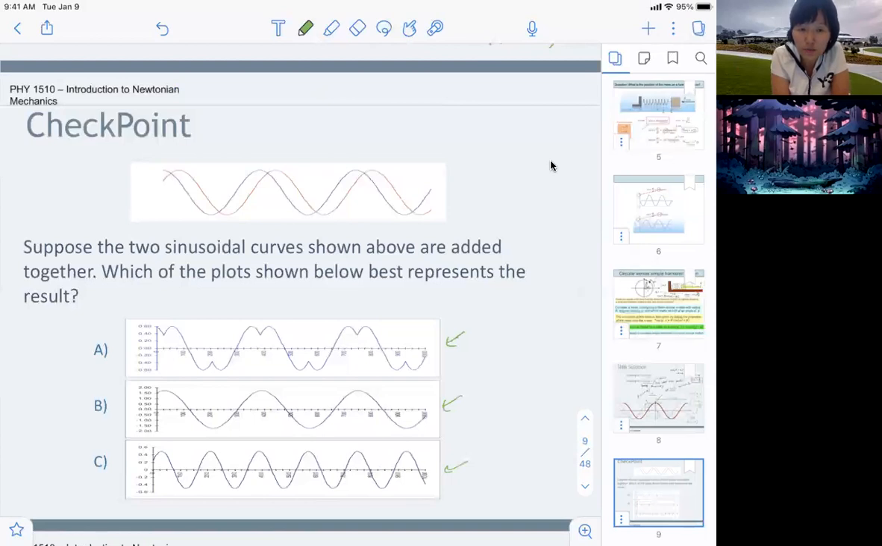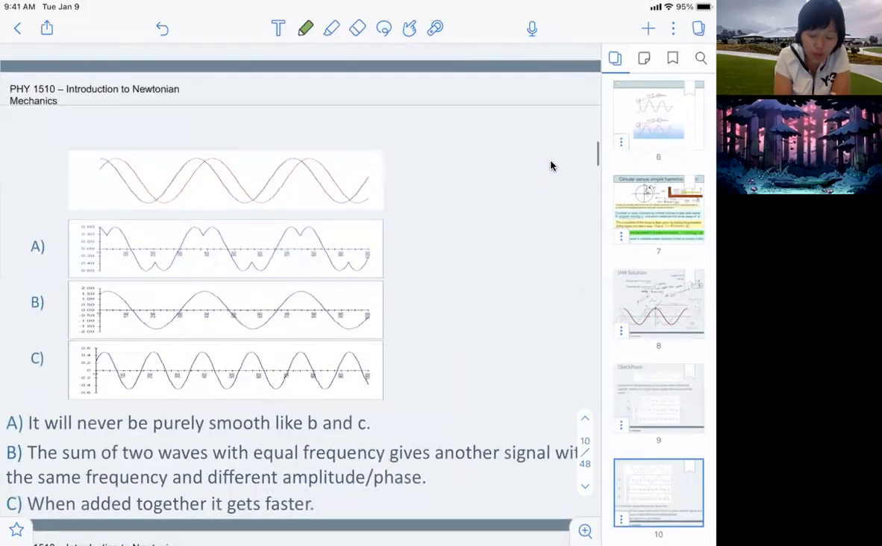The result is B, because when you superpose two sinusoidal waves with equal frequencies, they give you another sinusoidal wave with the same frequency, but it may have a different amplitude and phase. The frequency is the same. Now, what do I mean by frequency? How can we tell frequency from a graph?